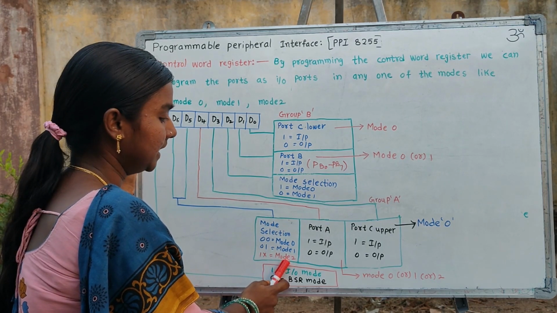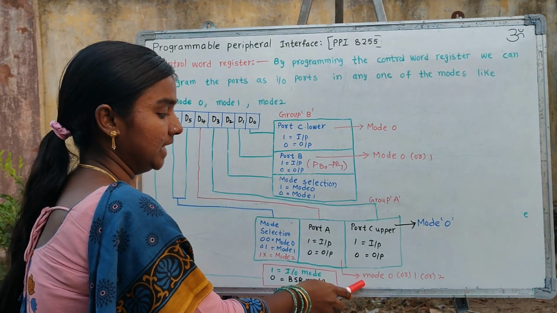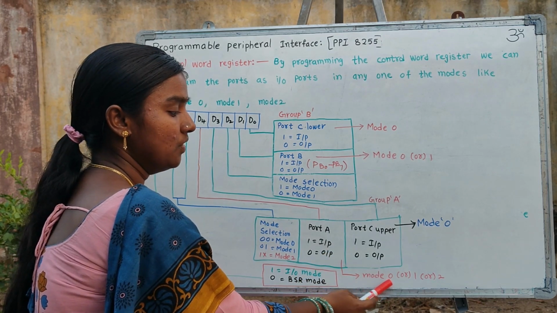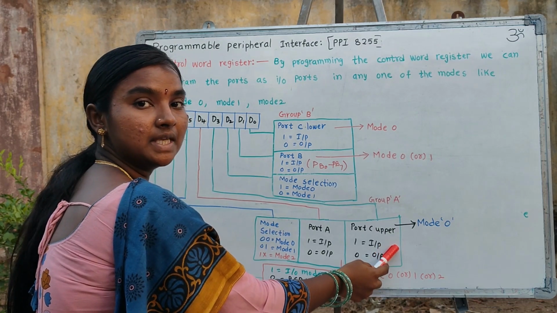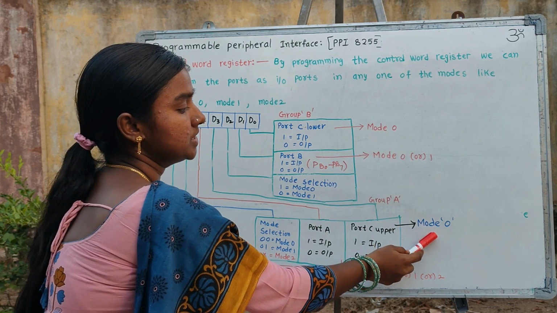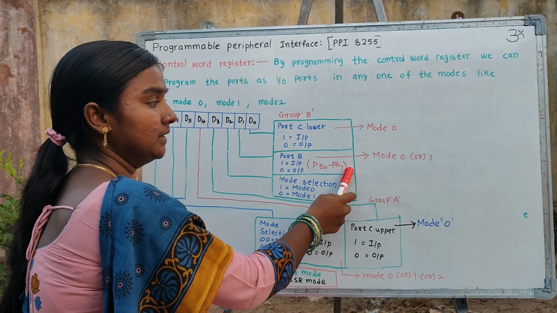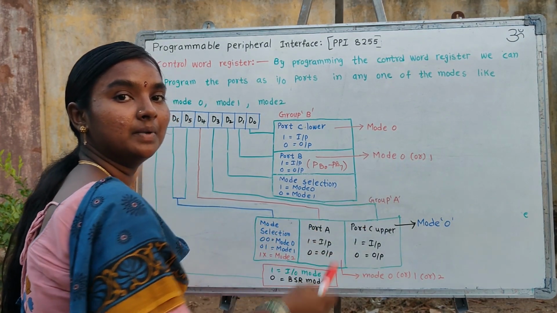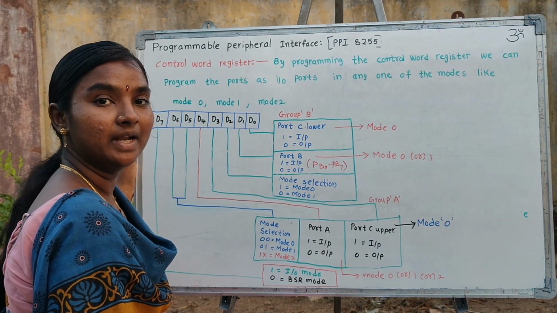Here if we consider the total control word register, port A is going to work in mode 0, mode 1, mode 2. Port C, meaning port C upper or port C lower, is going to work in mode 0 only. If we consider port B, it is going to work in mode 0 and mode 1. This completes the explanation of the 8255 programmable peripheral interface.